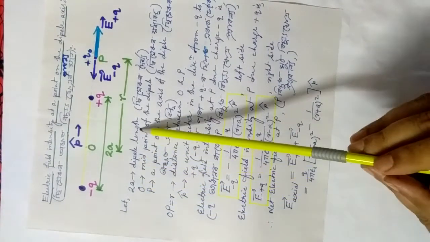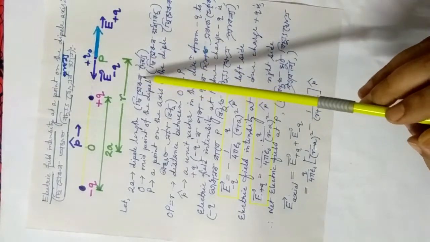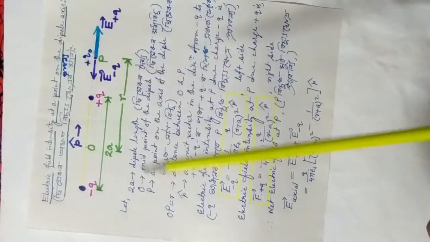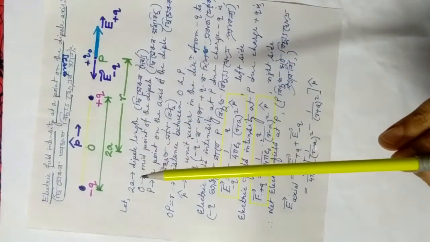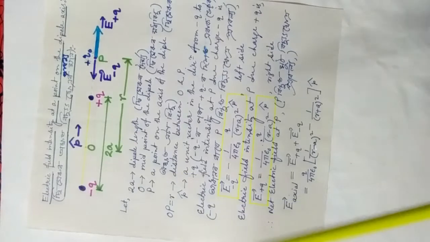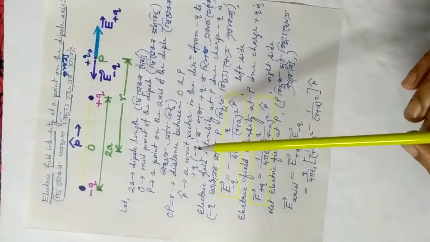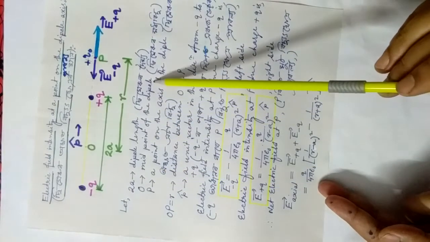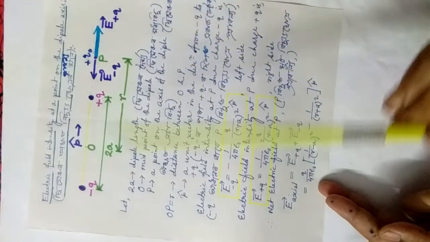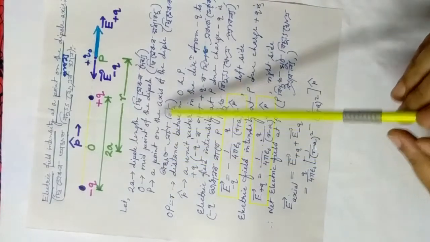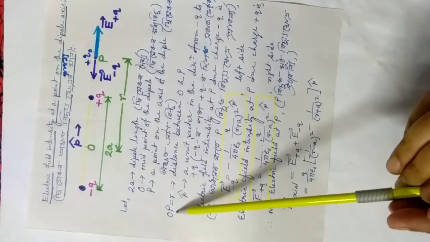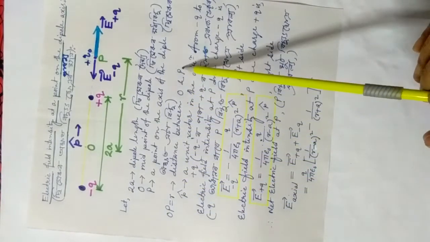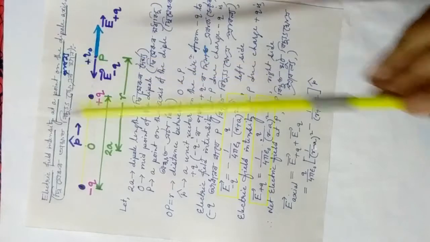2a is the dipole length, দ্বিমেরুর দৈর্ঘ্য. In Assamese, I would like to introduce the Assamese terms also, because I want to make my classes helpful for both English medium and Assamese medium students. That's why 2a is the dipole length. O is the midpoint of the dipole, that means দ্বিমেরুর মধ্যবিন্দু. And P is a point on the axis of the dipole, that means দ্বিমেরুর অক্ষত এটা বিন্দু, and OP equals r, the distance between O and P. This is the OP.